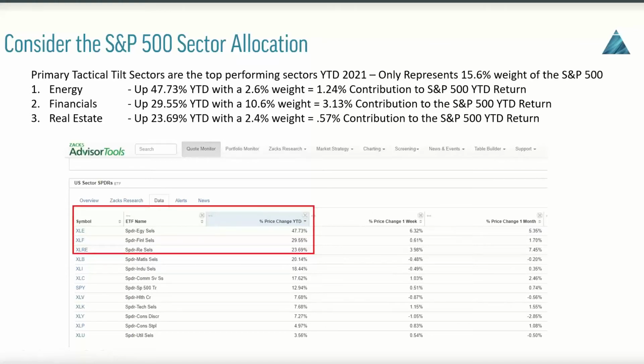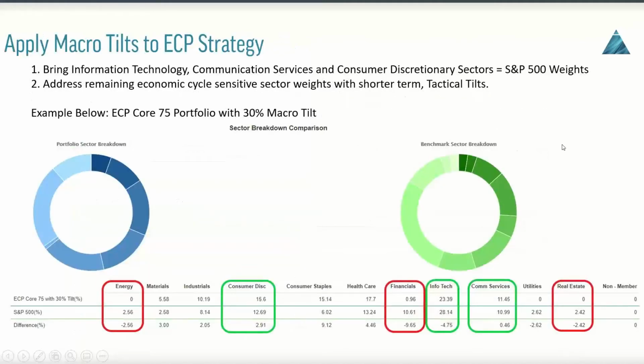They do not represent near the weight as the macro tilt sectors do. So just be aware of these biases in the S&P 500. So how do we apply these macro tilts to the ECP strategy? Again, we've reviewed this over the past several weeks. We're going to do this a little bit differently this time.